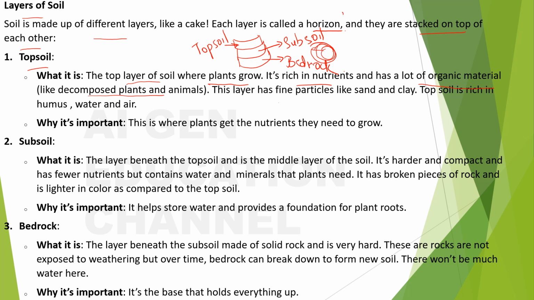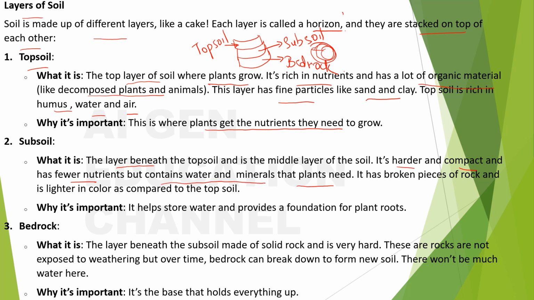This layer has fine particles like sand and clay. Topsoil is rich in humus, water and air. Why is it important? This is where plants get the nutrients they need to grow. And next is subsoil. What is it? The layer beneath the topsoil is the middle layer of the soil. It's harder and compact and has fewer nutrients but contains water and minerals that plants need.